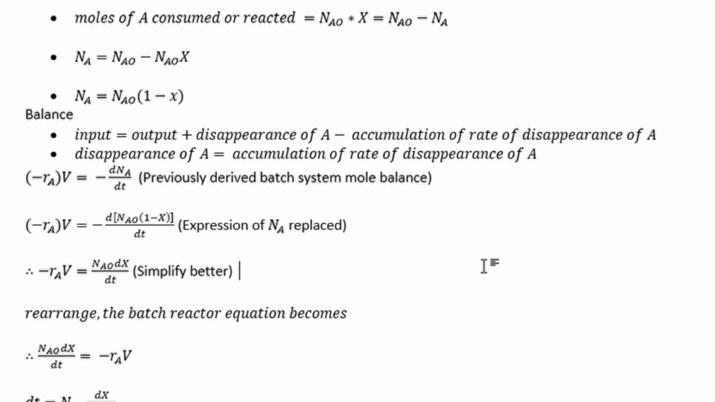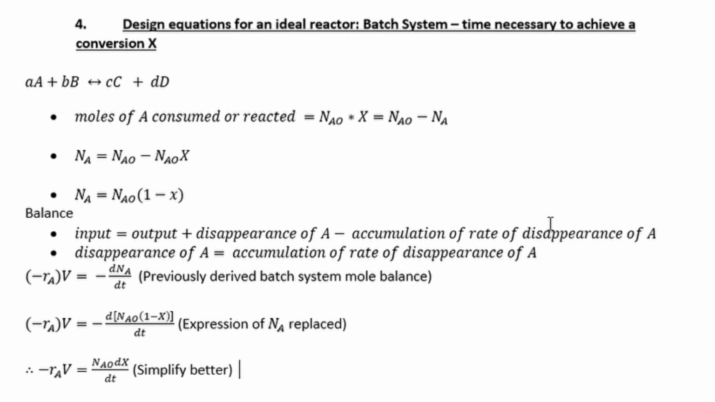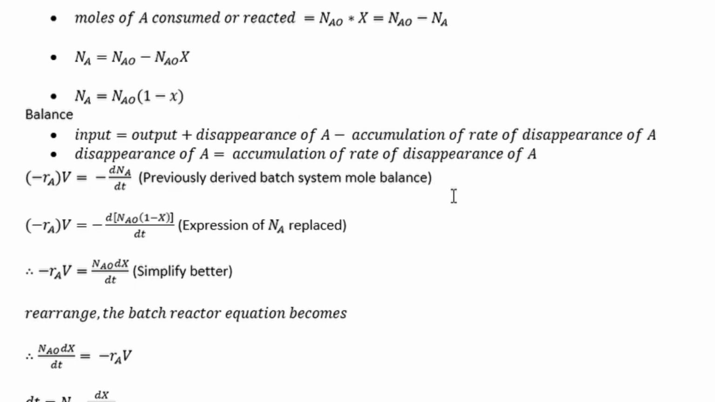Okay, now let's design equations for an ideal reactor for a batch system and also derive the time necessary to achieve the conversion X. Looking at this equation here and assuming that it's irreversible, we can derive the following equations. So the moles consumed or reacted in the system can be represented in this format here and further derived in this expression here. Previously, we derived a batch system mole balance. We can further express it in this expression here by simply taking this expression and simplifying it.